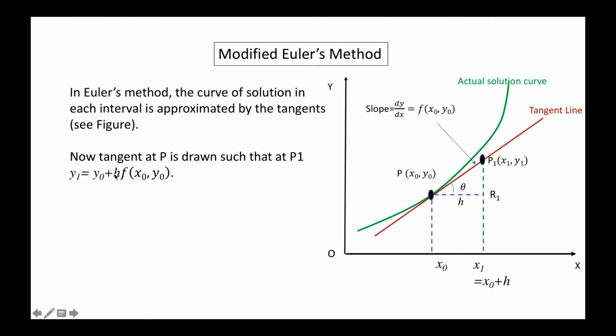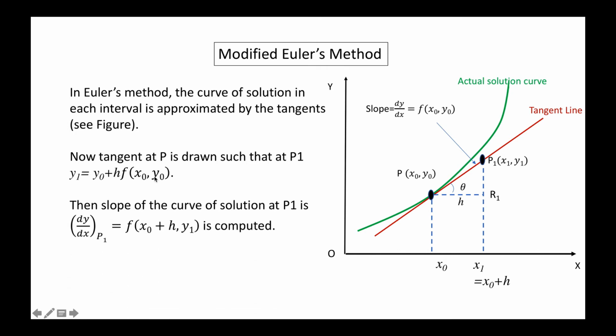Now tangent at P is drawn such that P1, value of P1 from Euler method is y1 is equal to y0 plus h f of x0 comma y0. This is from Euler method. Then slope of the curve of solution at P1, so dy by dx at P1 is f at what point? x0 plus h, which is x1, so x0 plus h comma y1. This is computed.